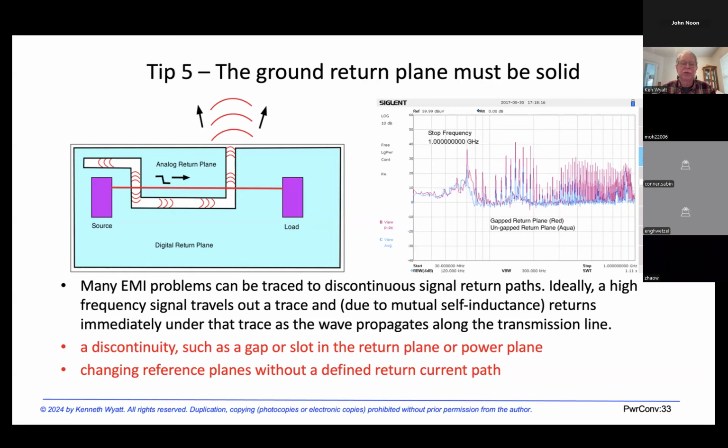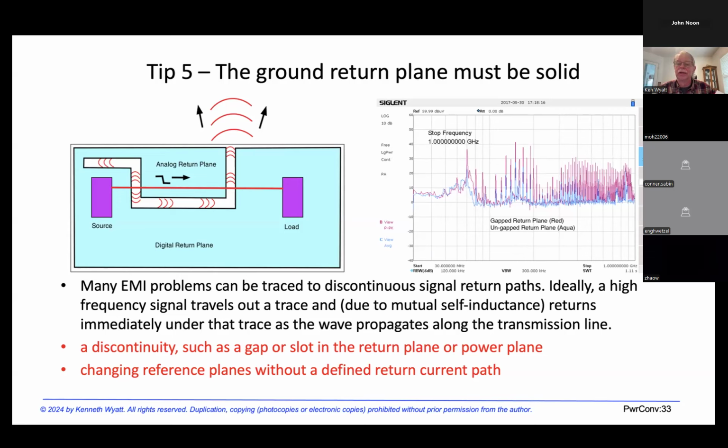Otherwise, we want to keep the return plane solid, because if we're running a high frequency signal trace across a gap, you can see the result on the right-hand plot of the frequency spectrum, and we're looking up to as high as a gigahertz.